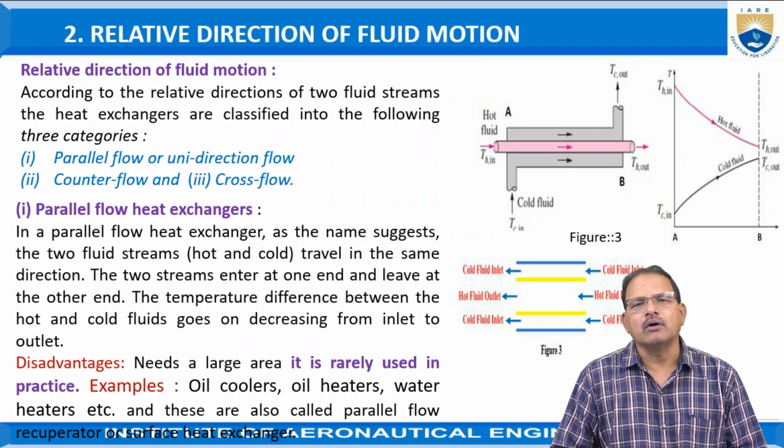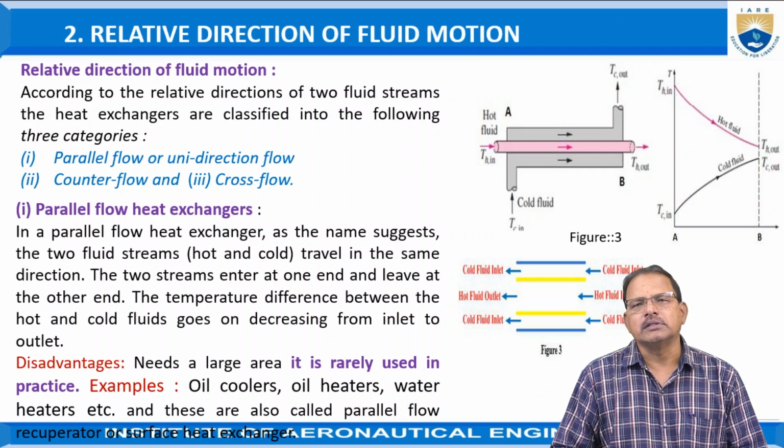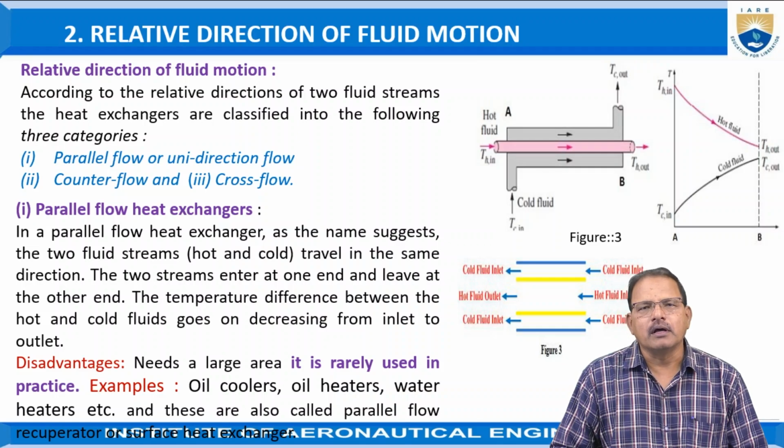The second one is the counterflow direction. Counterflow means both are moving in opposite directions, and the third is cross flow. These are just three types of heat exchangers. These are divided basically by the direction of flow of hot and cold fluids. The first one is parallel flow heat exchangers.